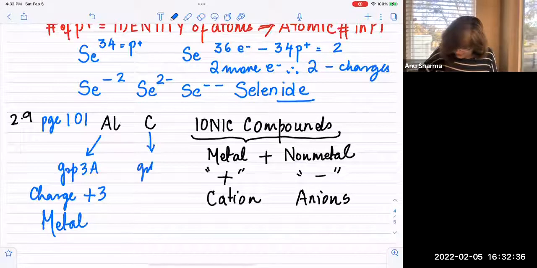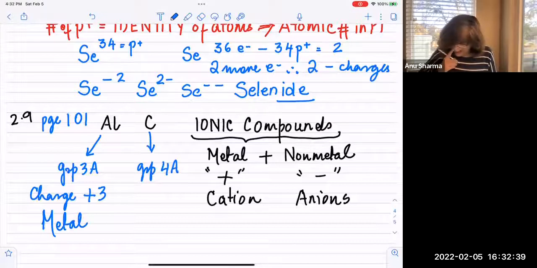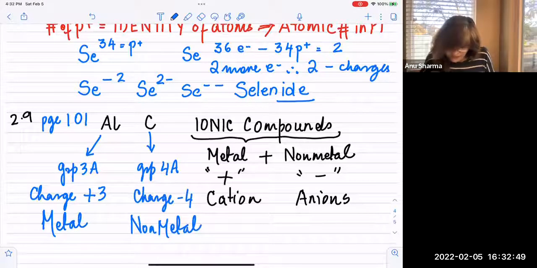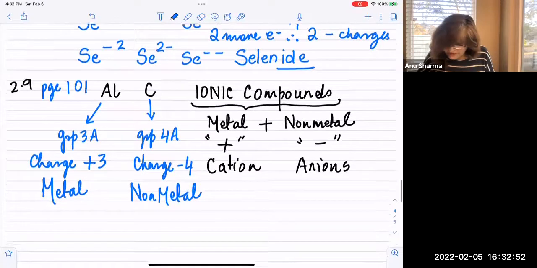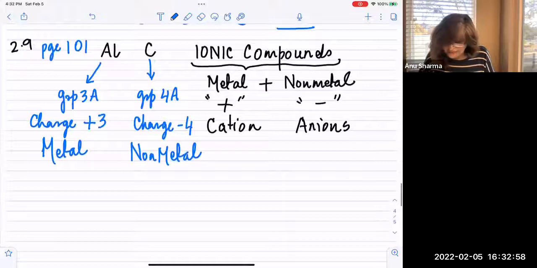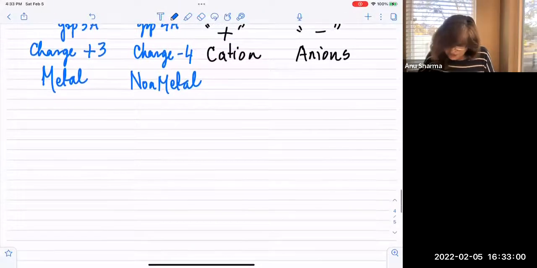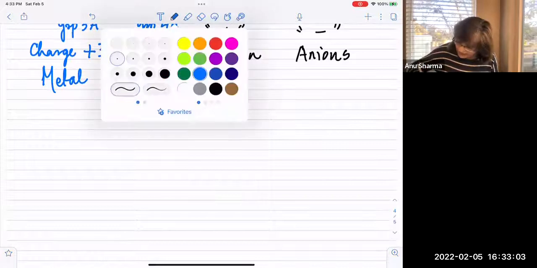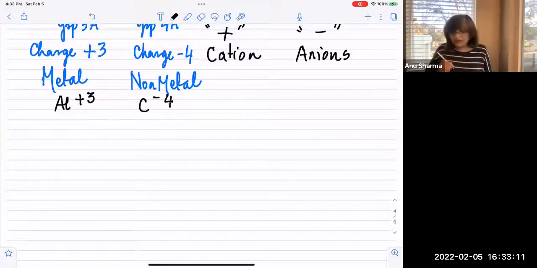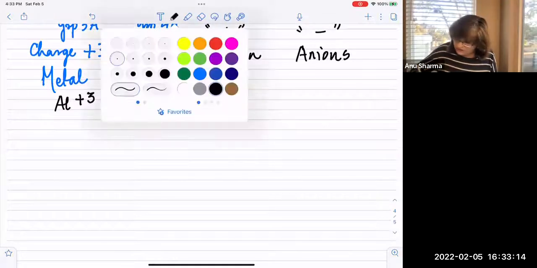Carbon is in group 4A. So here it is a non-metal, so the charge is -4. Okay, so carbon and aluminum react to form an ionic compound. Predict which forms an anion and which forms a cation, the charge on each, and write the symbol of each ion and name them. So here, in this case, we would have aluminum +3 and carbon -4.